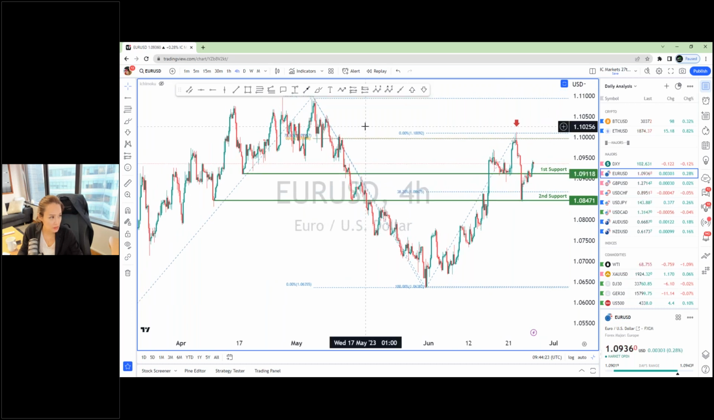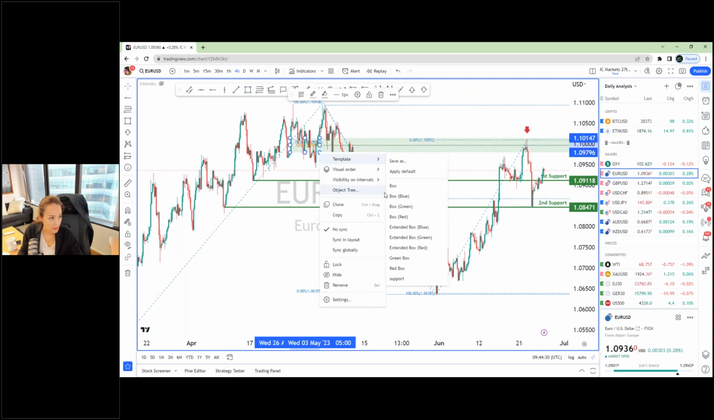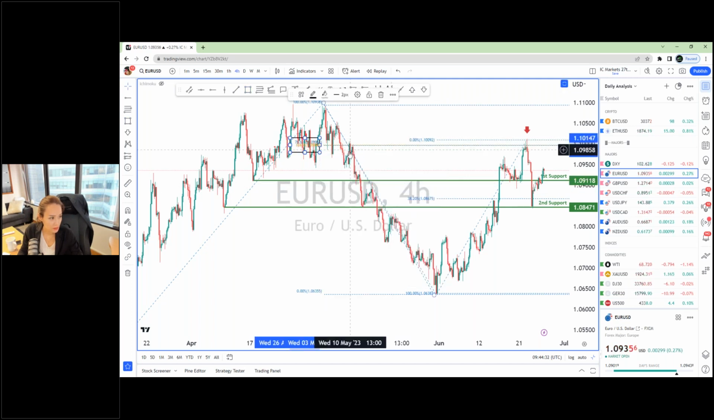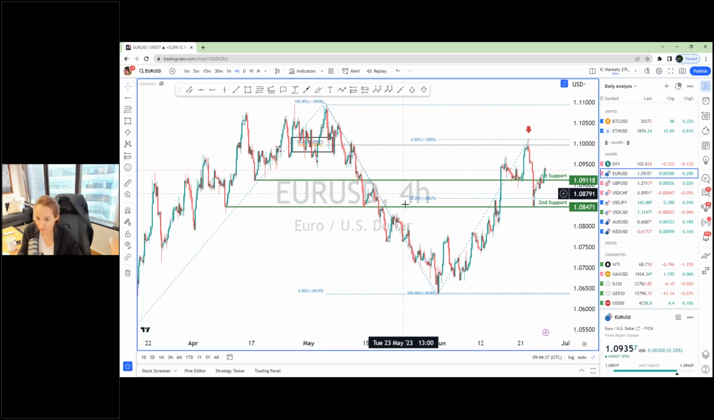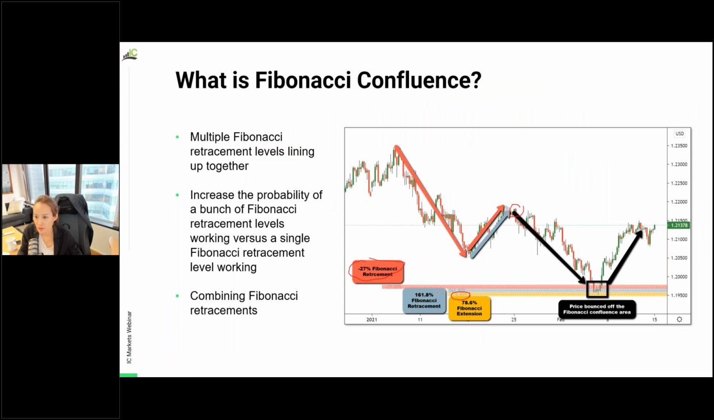Okay, this is how you get the Fibonacci confluence from here. This is one of the examples. Any questions so far, guys? Okay, there is no question.